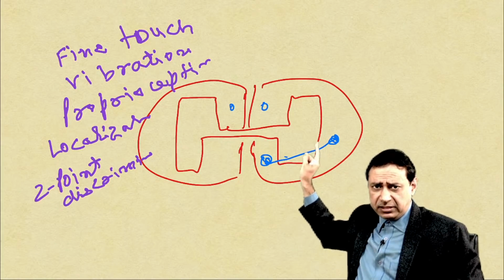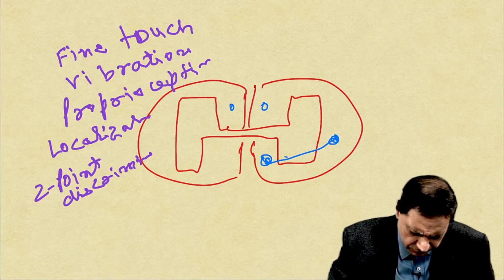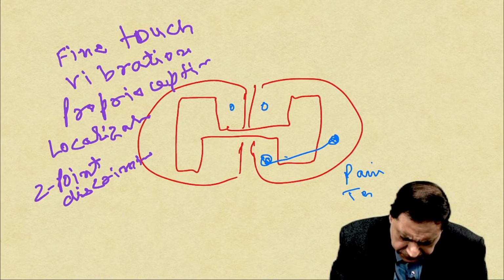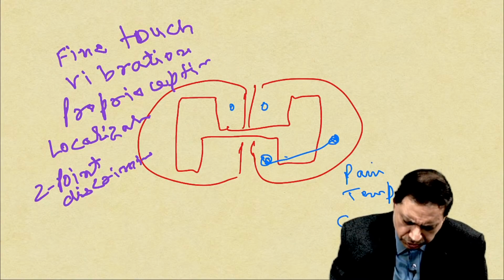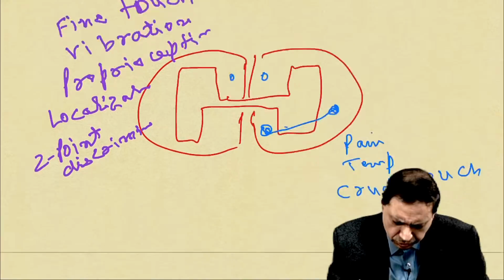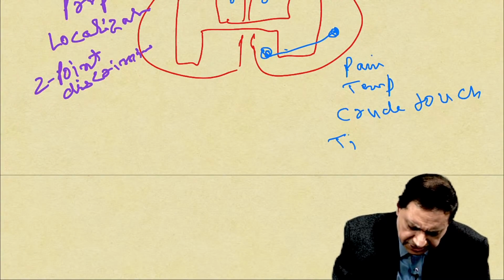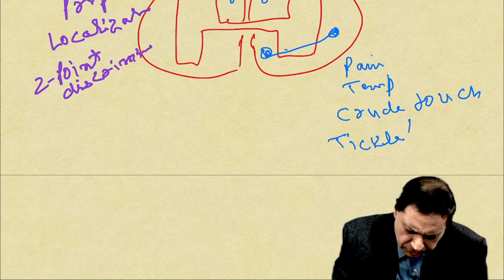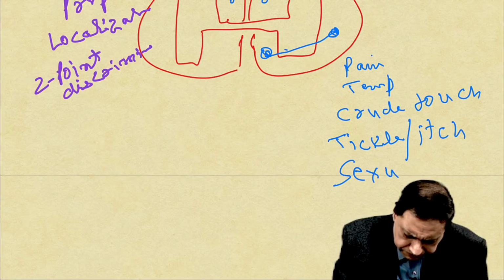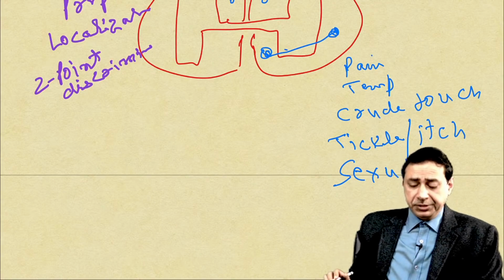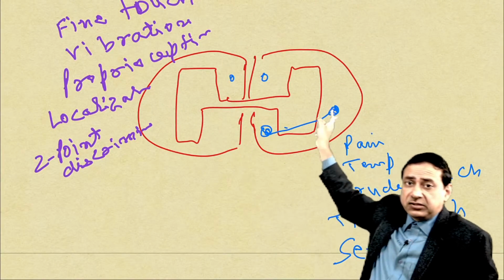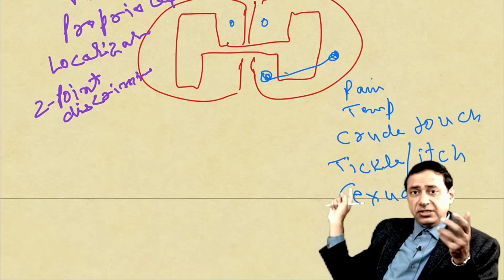And through anterolateral, what are those things that will go? Pain and temperature. Crude touch also. Tickling and itch. Sexual sensation. Okay. So dorsal column, these sensations. Anterolateral, these sensations. Just try to mug it up.